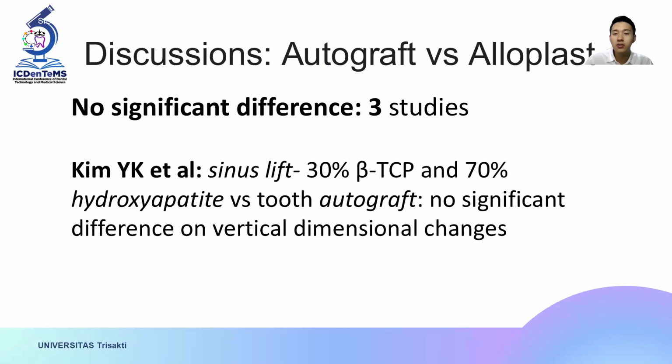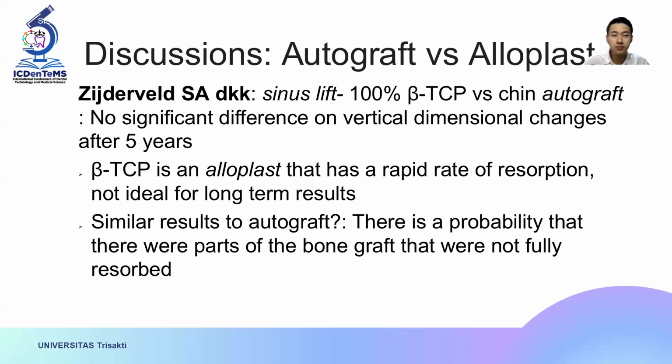And then for autograft and alloplast comparisons, on all 3 studies, they found no significant difference. In the first article from Kim YK et al., in sinus lift procedures, they used 30% beta TCP and 70% hydroxyapatite versus tooth autograft. They found no significant difference on vertical dimensional changes.